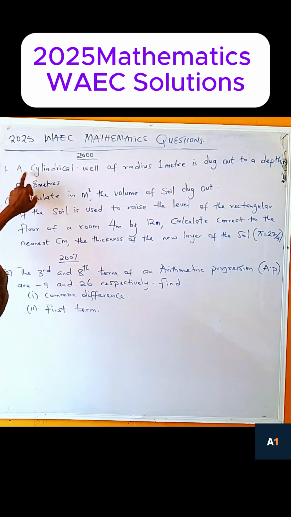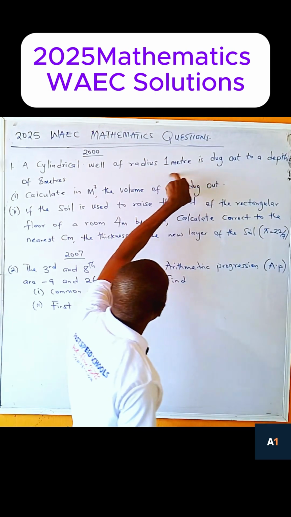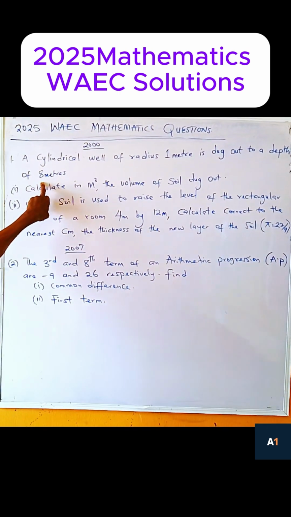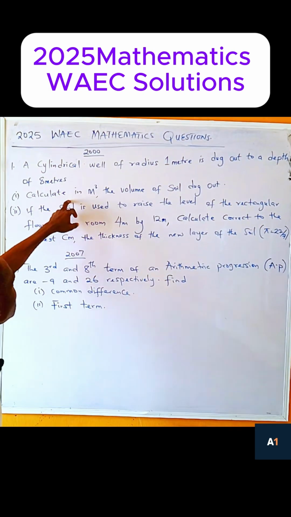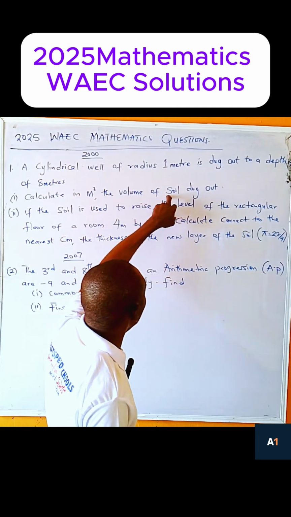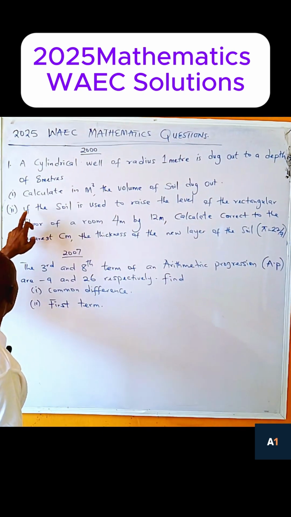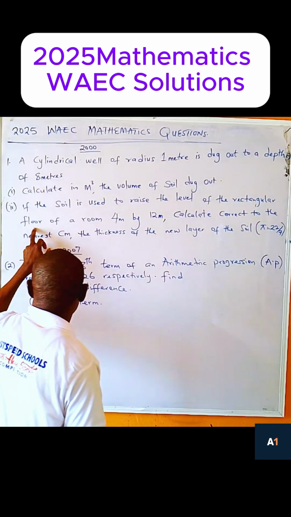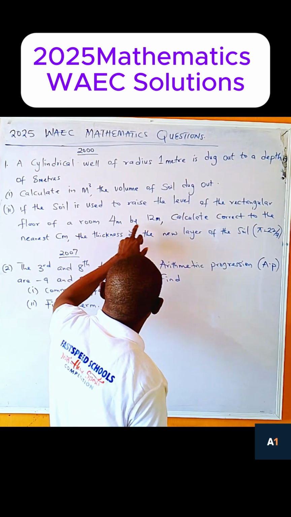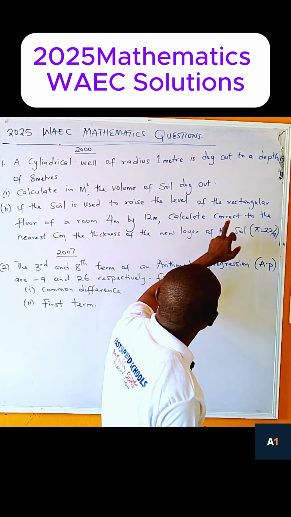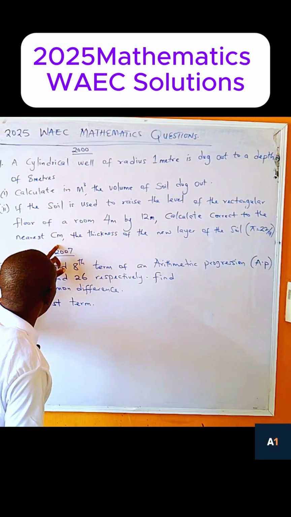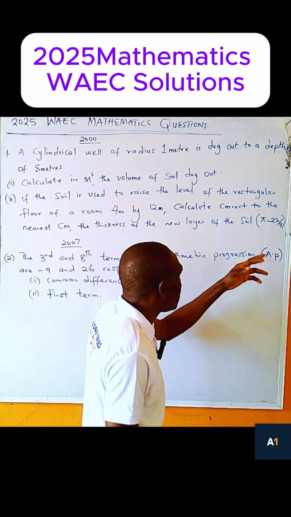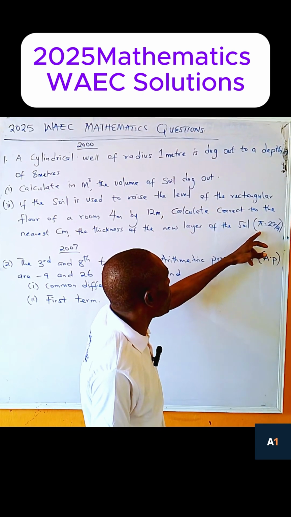The question says that a cylindrical well of radius 1 meter is dug out to a depth of 8 meters. The first question says calculate in meter cube the volume of the soil dug out. The second one says if the soil is used to raise the level of the rectangular floor of a room 4 meter by 12 meter, calculate, correct to the nearest centimeter, the thickness of the new layer of the soil. We are given pi to be 22/7.